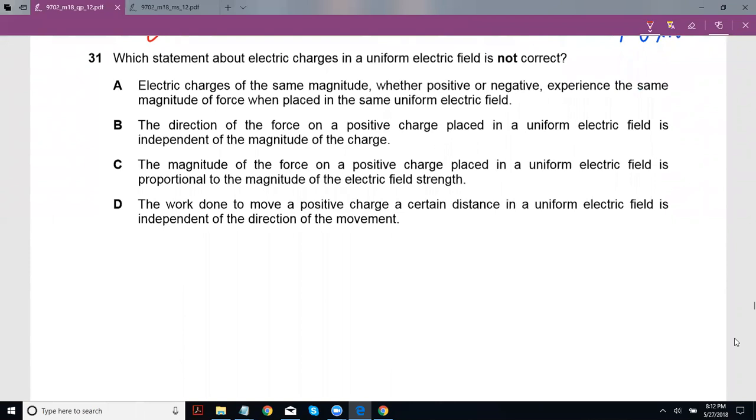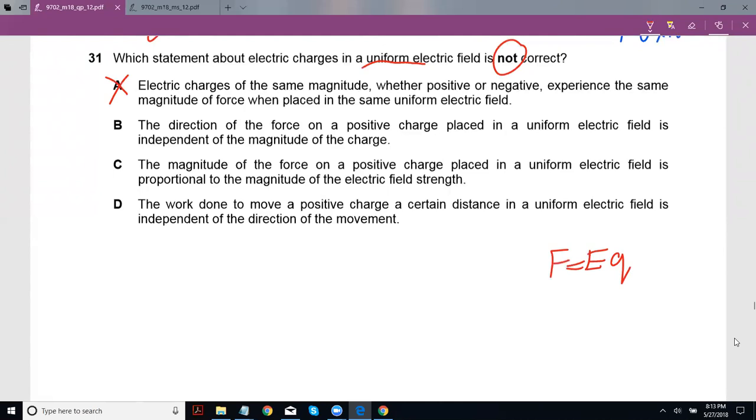Anyways, which statement about electric charges in a uniform electric field is not correct? A: Electric charges of the same magnitude, whether positive or negative, experience the same magnitude of force when placed in the same uniform electric field. This is correct, because F equals EQ, and whether it's positive or negative determines the direction of the force, but it's not going to determine the magnitude of it.